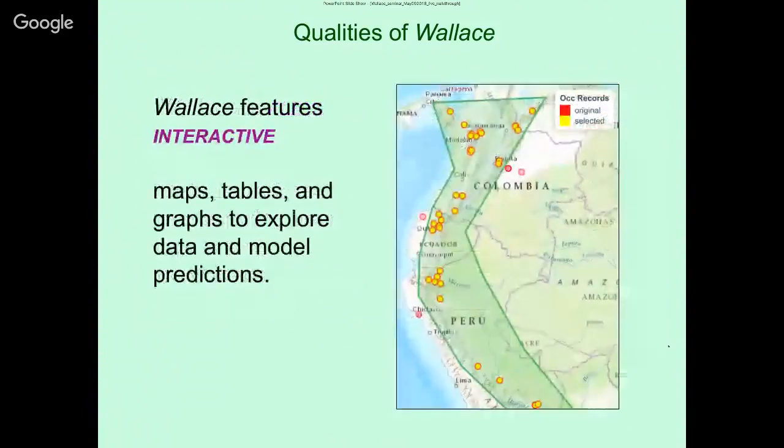And Wallace is interactive. So the focus is a huge interactive map that kind of feels like Google Maps that you can use to explore your points and take a look at the area of interest on a dynamic map. But it also has dynamic tables that you can sort, and it also has dynamic graphs that update when the user changes various controls.